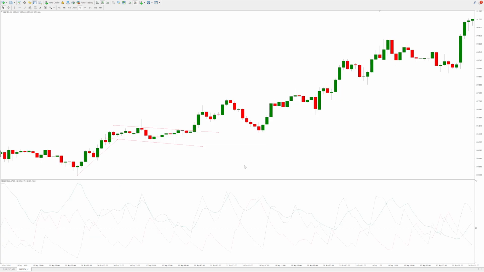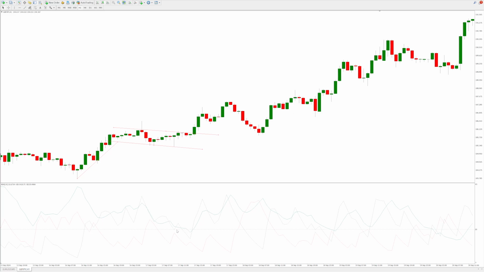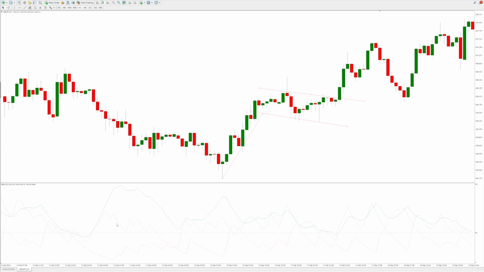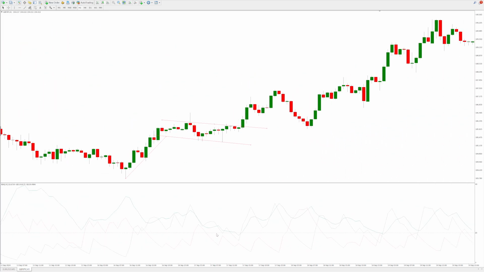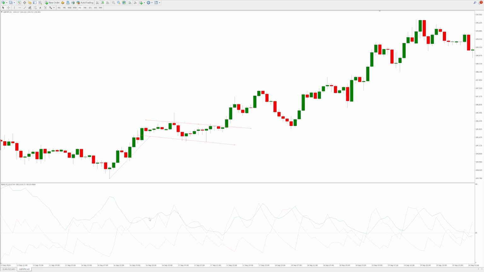Let's take, for example, the ADX indicator. Basically, with the ADX, the average directional movement index, when the green line, this one here, is above the red line, said to be a bullish market. Vice versa, if the red is above the green, is said to be a bearish market. And this main line here is the momentum of the trend.